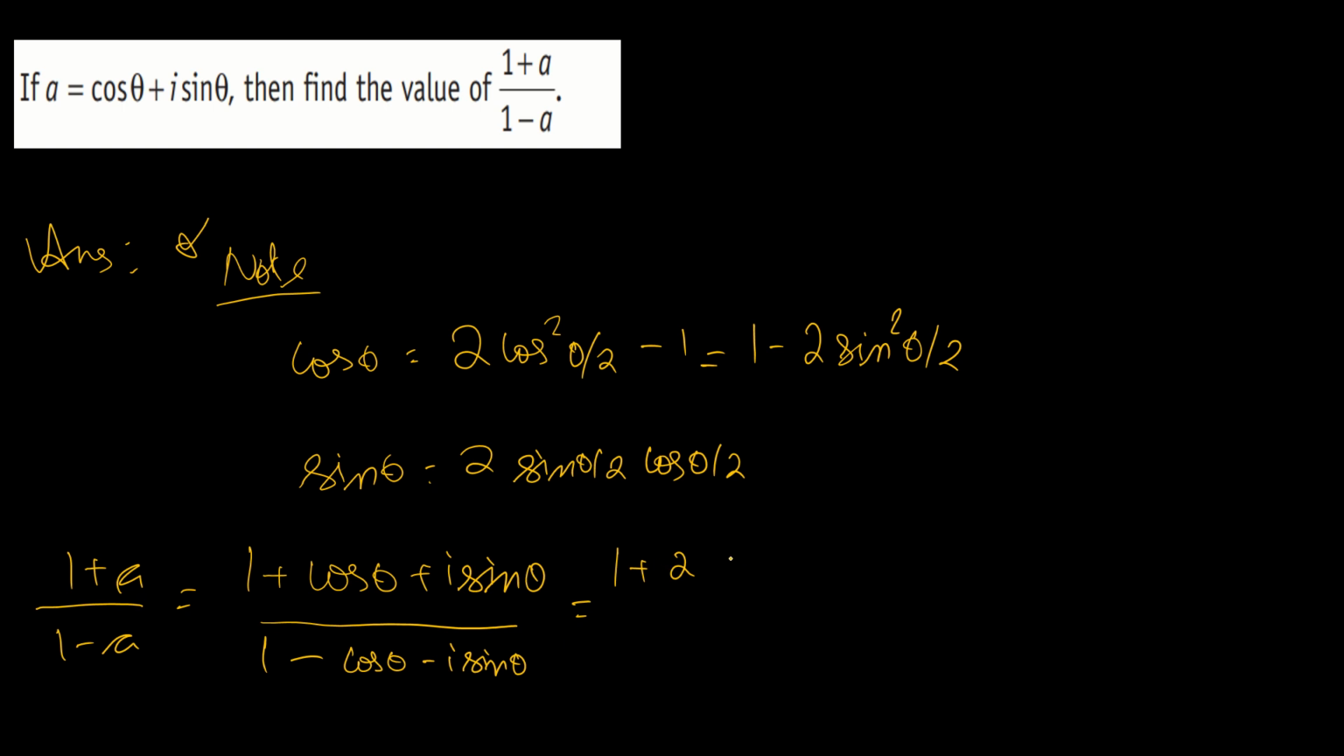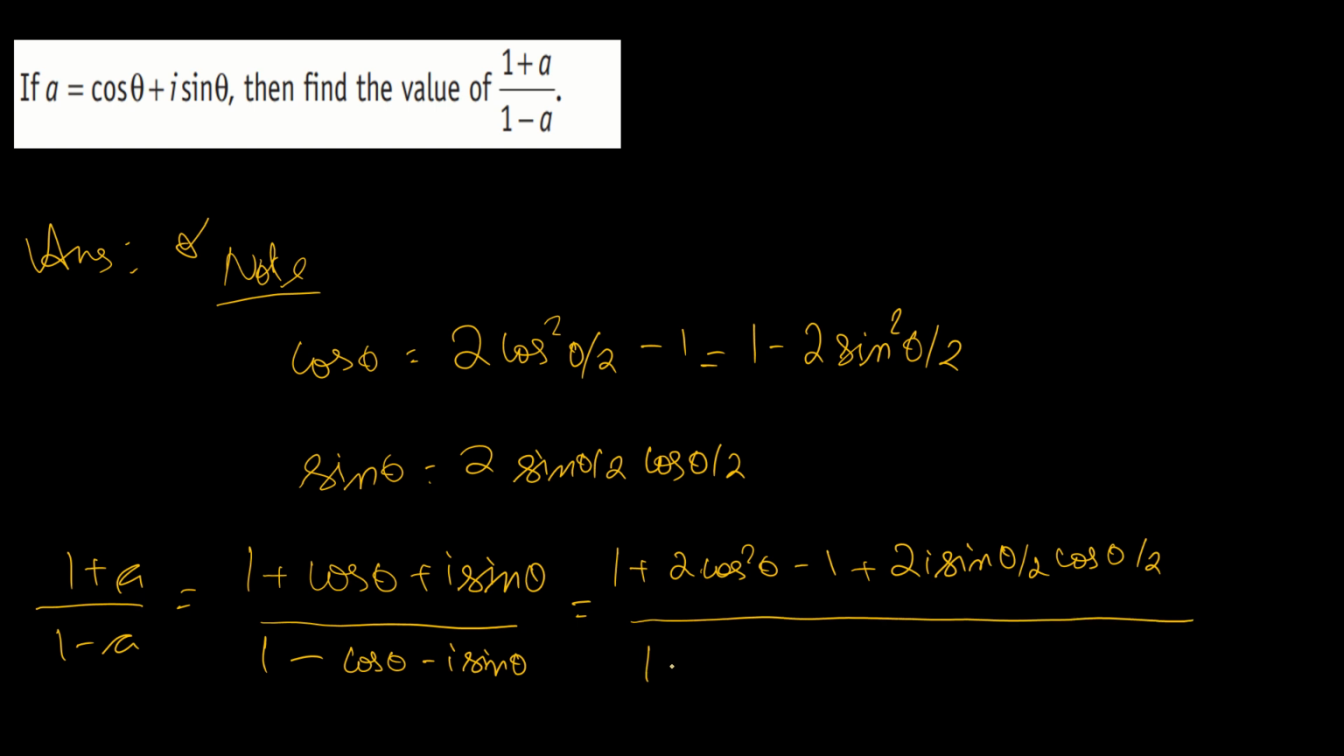So 1 plus 2 cos square theta by 2 minus 1, plus for sin theta, we can put 2I sin theta by 2 cos theta by 2, divided by 1 minus 1 plus 2 sine square theta by 2 minus 2I sine theta by 2 cos theta by 2. This 1 and this 1 will get cancelled. Similarly, this 1 and this 1 get cancelled. Now what we have, I'm going to write it here.